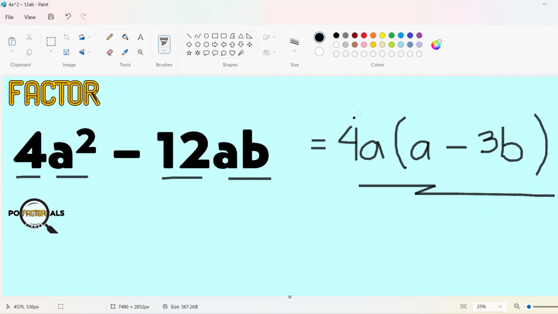Again, you could always verify using the distributive property as to whether your answer, or our answer, is correct or not. 4a times a, 4a squared. 4a times 3b, that's 12ab, and you have the same operation, minus 12ab. So this is the result for this video.